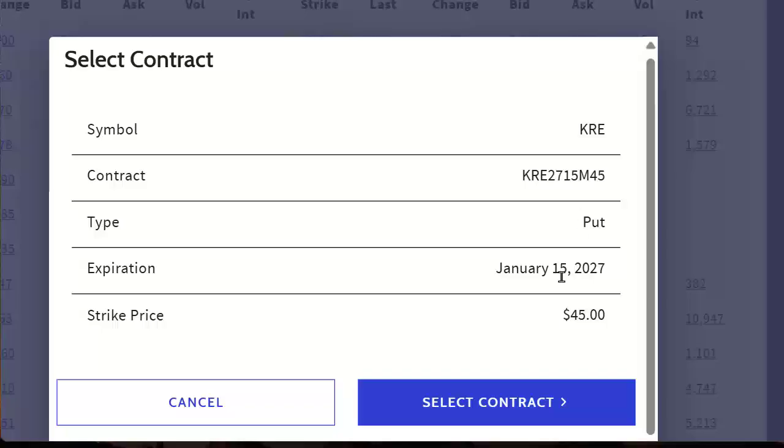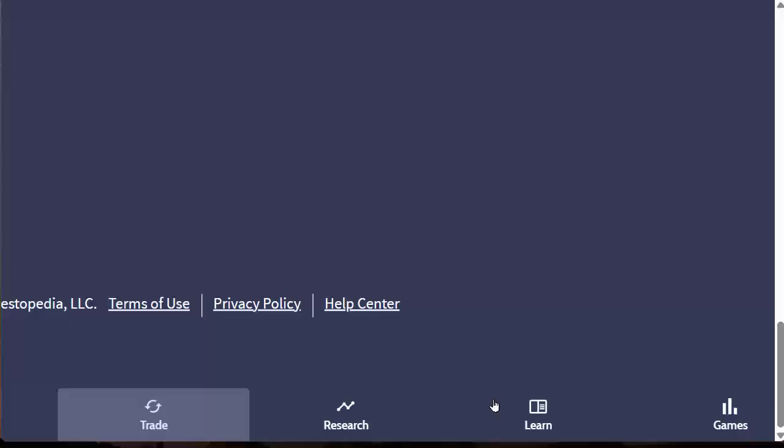15, I imagine that's the 15th day. M, I'm guessing that's for January. I don't know why it's M. 45, because 45 is our strike price. It's a put. That means we're betting it will go down. So we're going to select this contract.